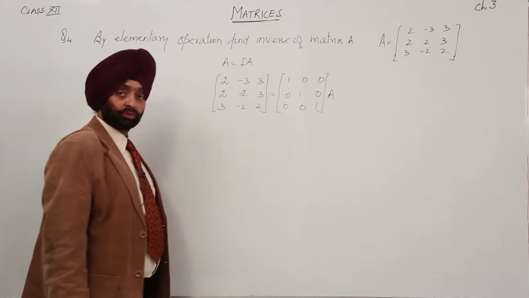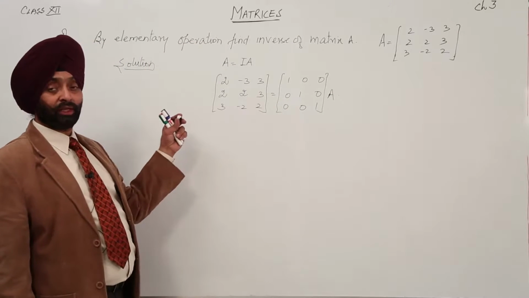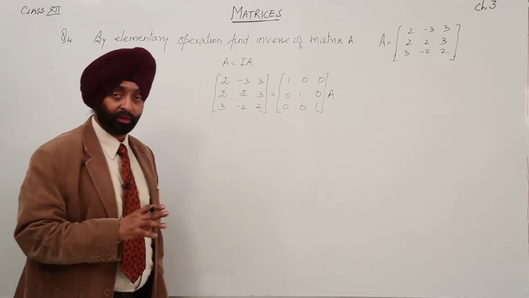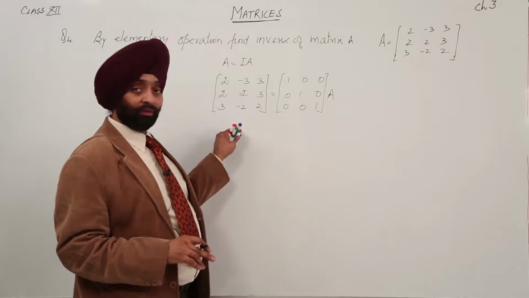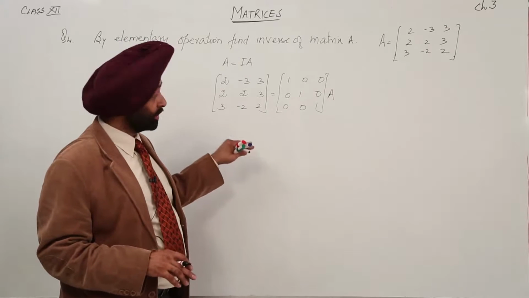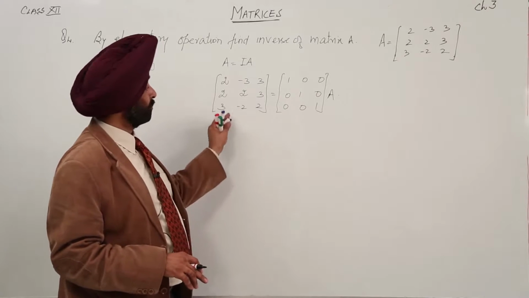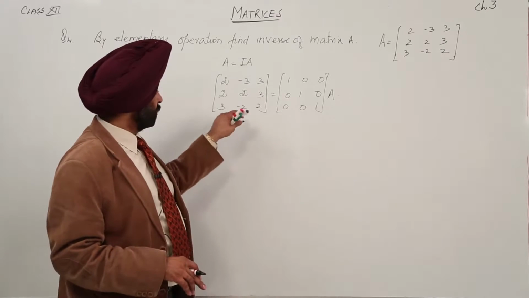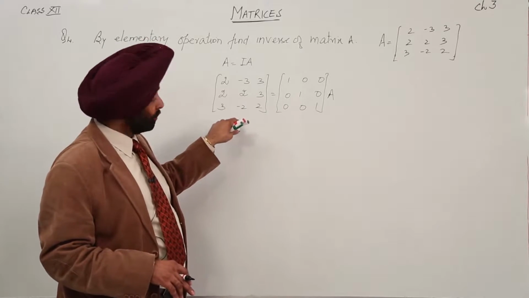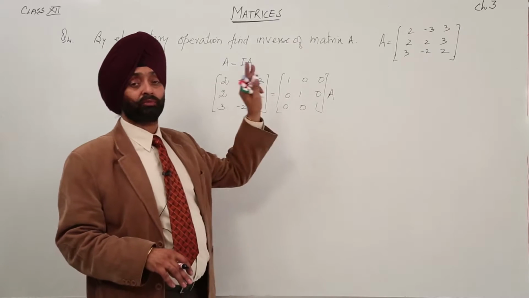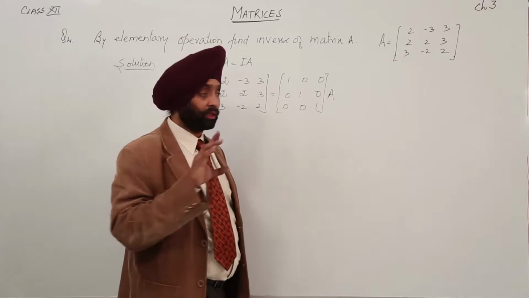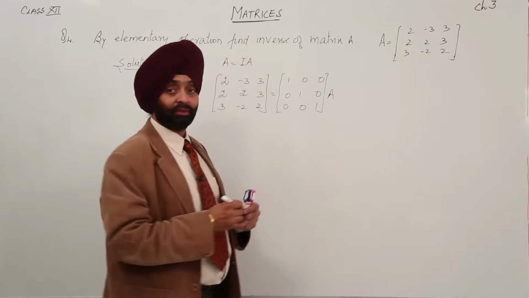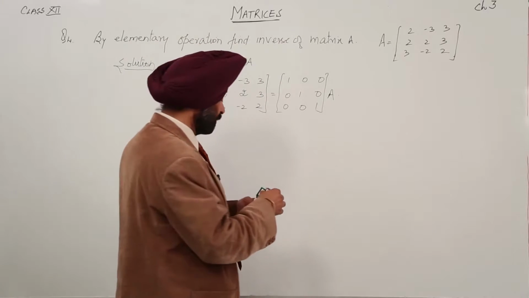Now what we were supposed to do, on the left hand side we are making the identity matrix. Whatever operations we are applying will be applied to both sides, and when this becomes the identity matrix, then definitely this part will become the inverse of A. Okay, so starting from step number 1.